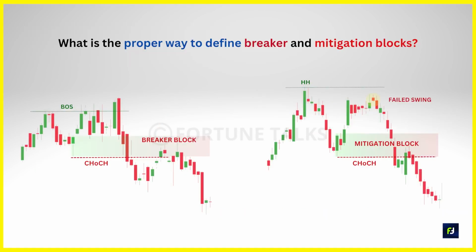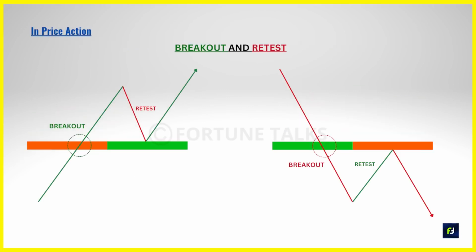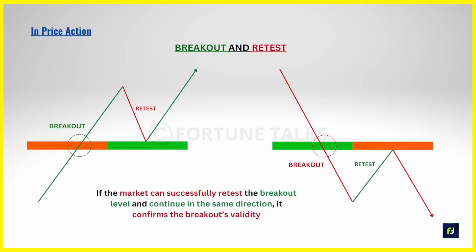Having said that, what is a proper way to define breaker blocks and mitigation blocks? This idea is simple to grasp if you associate it with basic price action. In the smart money trading concept, it is called a breaker block and a mitigation block. And in the price action concept, it is called a breakout and retest. The idea behind a breakout and retest, or breaker block or mitigation block, is that if the market can successfully retest the breakout level and continue in the same direction of the breakout, it confirms the breakout's validity and suggests that the market will likely continue moving in the direction of the breakout.